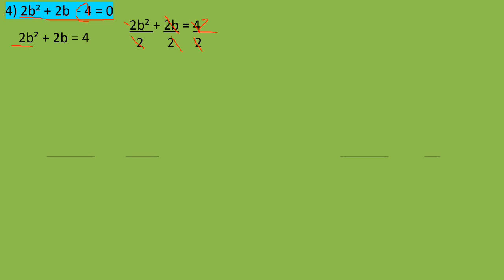Kaya meron na tayong b squared plus b, okay, plus blank is equal to 2 plus blank. Kasi 4 divided by 2 is 2. Then, ang ating b now ay 1 lang. Kaya, 1 divided by 2 is equal to 1 half. And then, pag square natin si 1 half, meron na tayong 1 times 1 is 1, and then 2 times 2 is 4. So, si 1/4 ngayon, ang i-add natin or lalagay natin both sides.